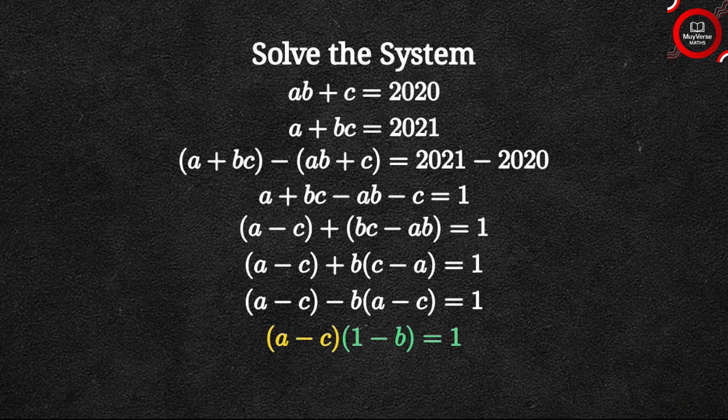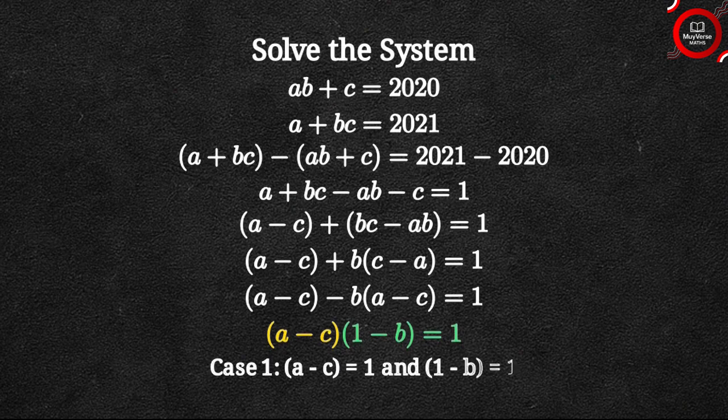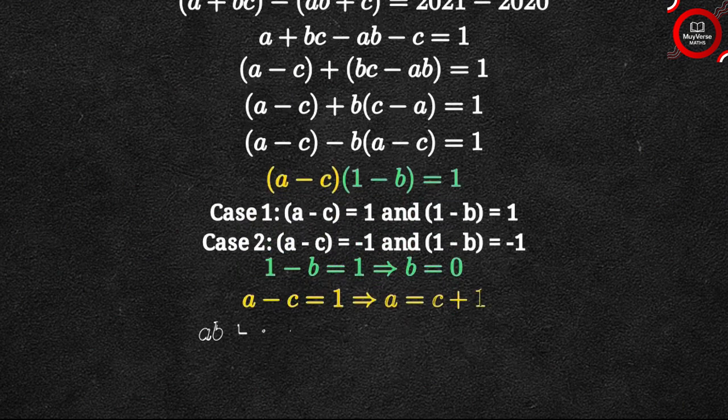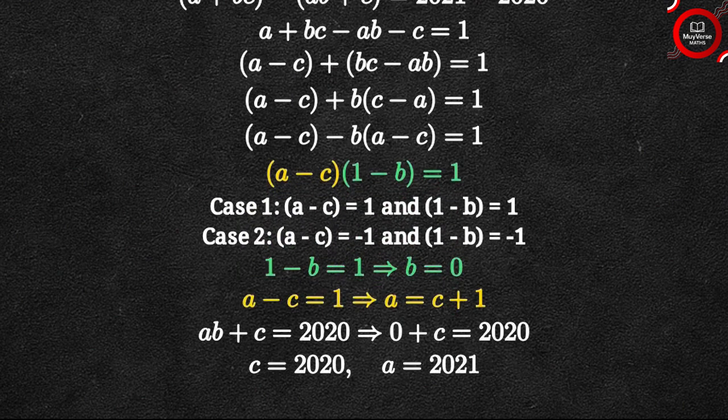If a, b, and c are integers, then the product equals 1 only in two cases. Case 1, both factors are 1. Case 2, both factors are negative 1. Case 1 gives b equals 0, and a equals c plus 1. Plug into the first equation. c equals 2020, so a equals 2021.